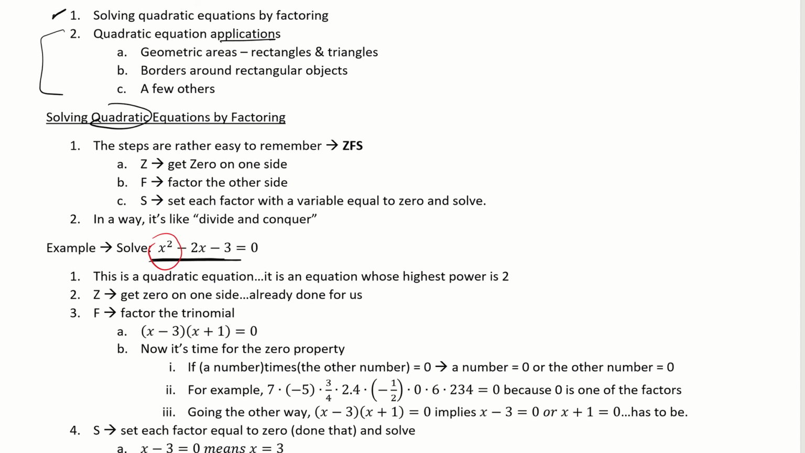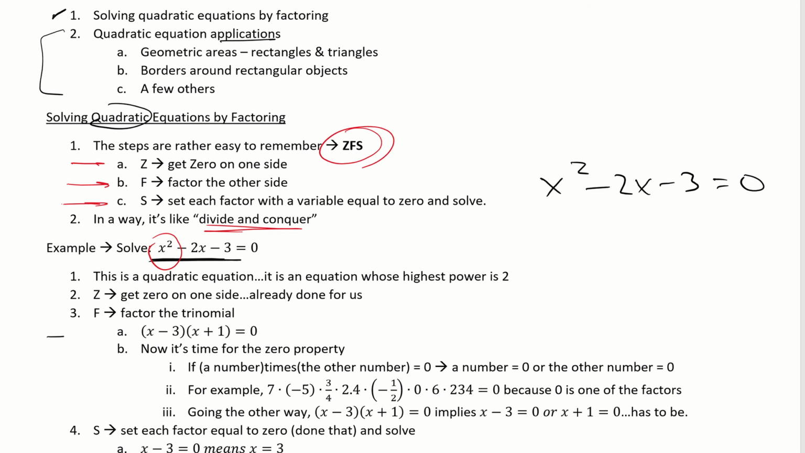I tell my students, it's ZFS. That is to say, get 0 on one side, factor the other side, and then set each factor equal to 0 to solve the equation. One other way to look at it is divide and conquer. So what we have here, and I'm going to write this to the side also, is an equation that says x squared minus 2x minus 3 is 0.